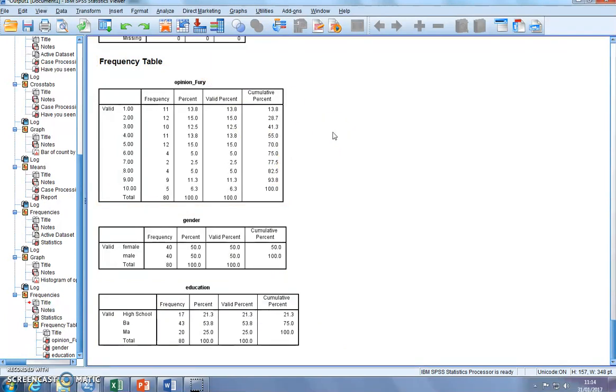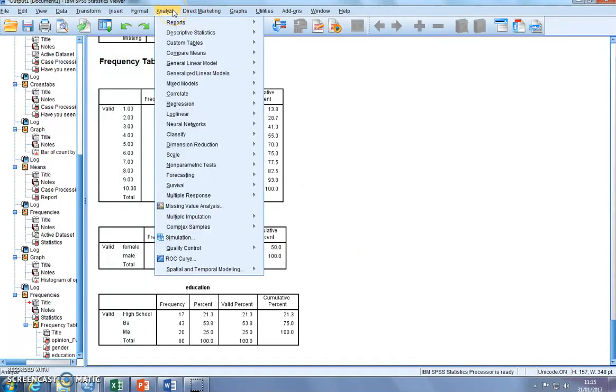So that is the simple frequency table. You do this to analyze the frequency of particular answers occurring for a single variable. In other words, it's a univariate analysis. Now let's look at the bivariate analysis, where you compare 2 different variables.